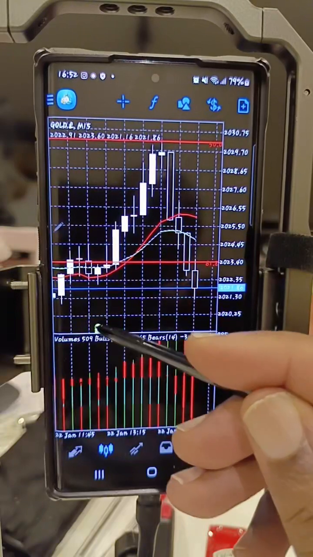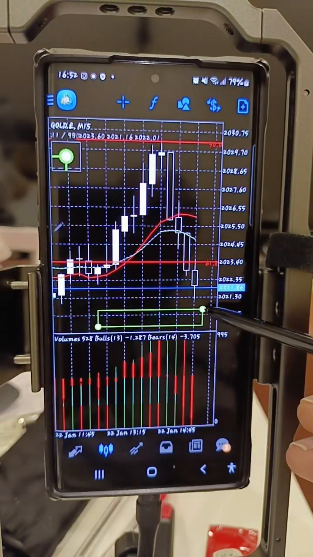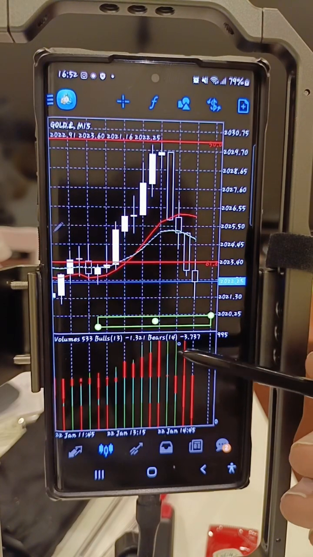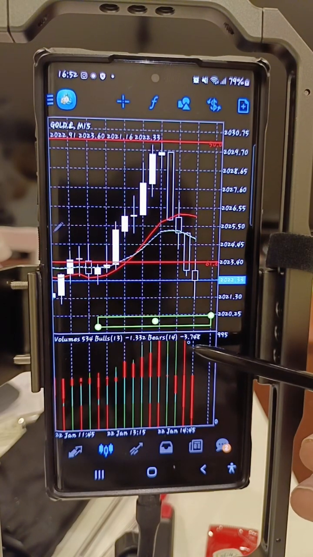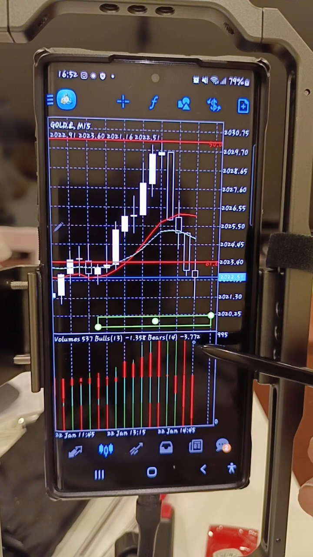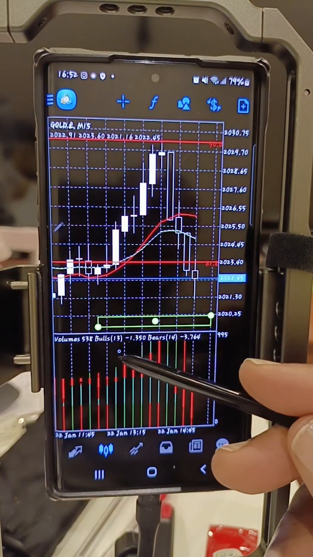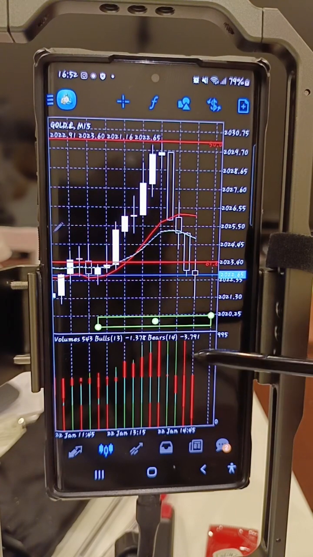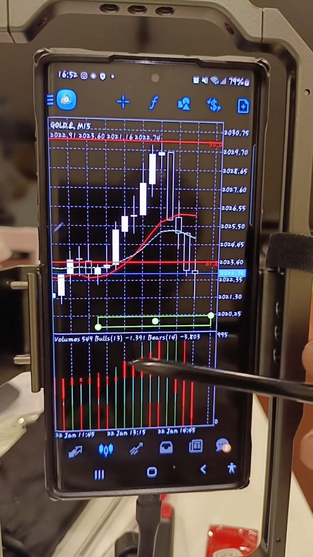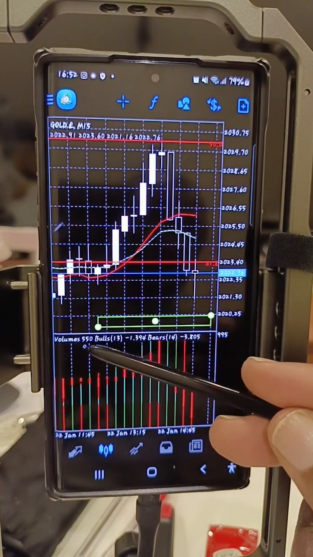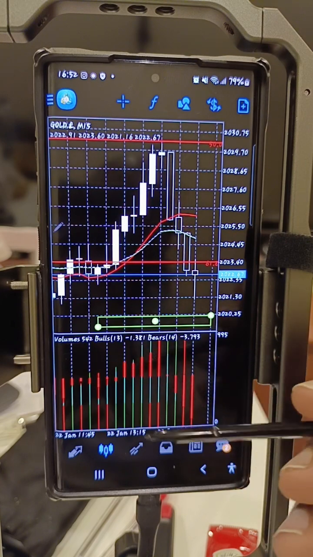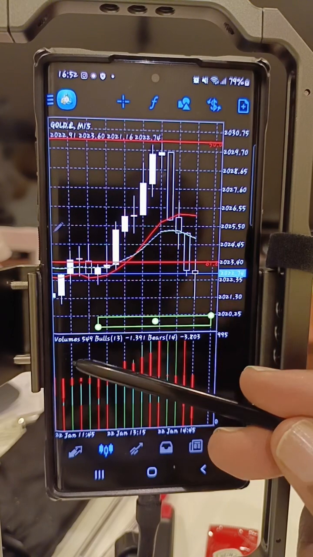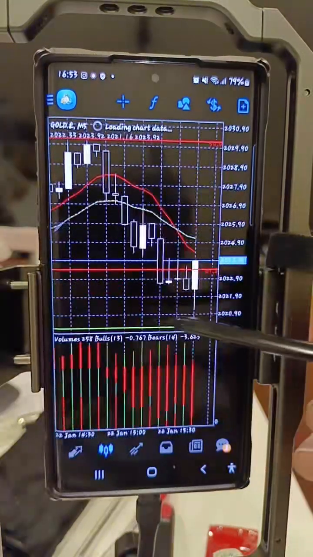Me, I've got the bear. You can see here the bear is negative 3.74, and also the bull is negative. So there's a lot of selling pressure happening here. So I'm using the volume also.